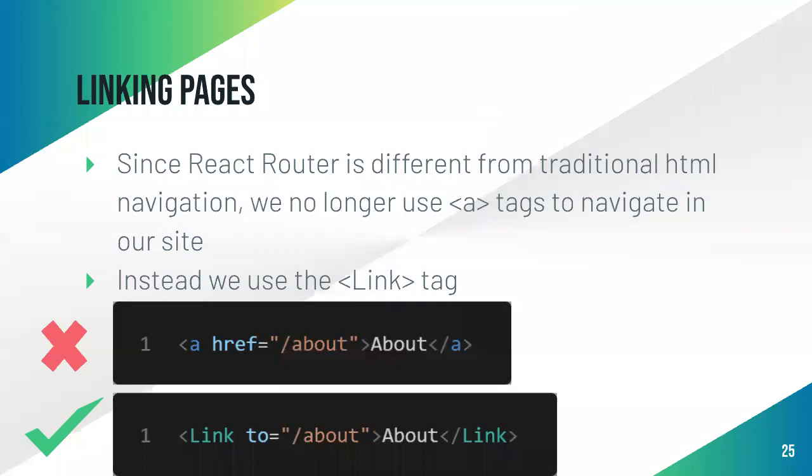And then since React Router is different from traditional HTML navigation, we no longer need to use those anchor tags to navigate in our site. And not just that we no longer use them, we can't use them. If we try to use them, we will get errors. Instead, React Router has a Link tag, and it does the same thing as an A tag. You just change the A's to Links, and you change the href to "to". But besides that, it should behave the same way as an anchor tag. Again, you're going to want to import Link at the top of your page. If you use an IDE, it should do that for you, but that is a note as well to add.